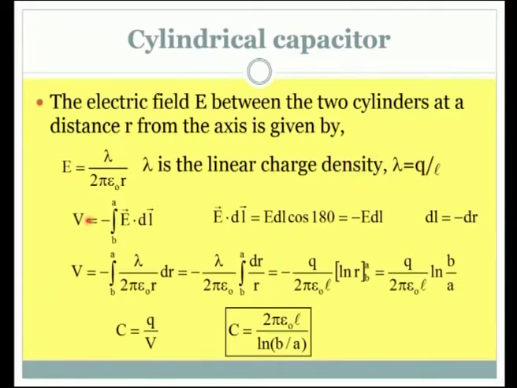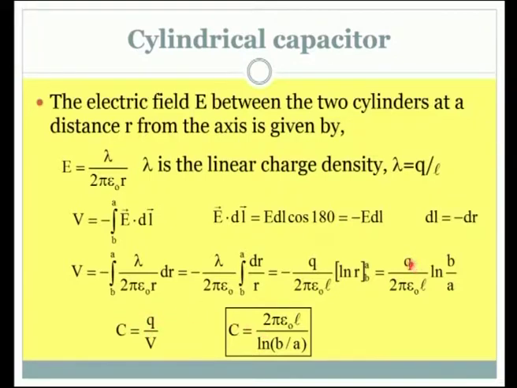We write the expression for potential, the minus sign appears by the formulation itself. The integration is done from b to a, and we expand E dot dl like this. All are known methodology only. We follow the same trend, and here the integral dr by r comes, which has the natural log of r as its integral value. We apply the limits, and finally we get the expression for C as q divided by V.